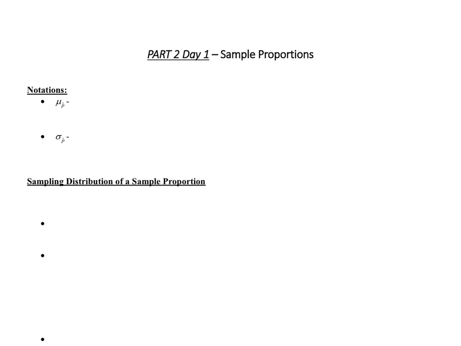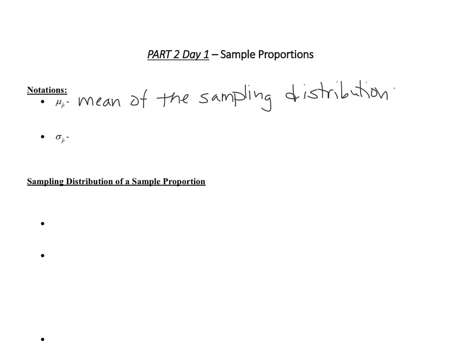All right, today we're going to look at Chapter 7, Part 2, Day 1. We're going to talk about sample proportions. So first off, the mean of the sampling distribution of P hat is what this symbol is. So this is the mean of the sampling distribution of P hat. All right, and that is equal to P.